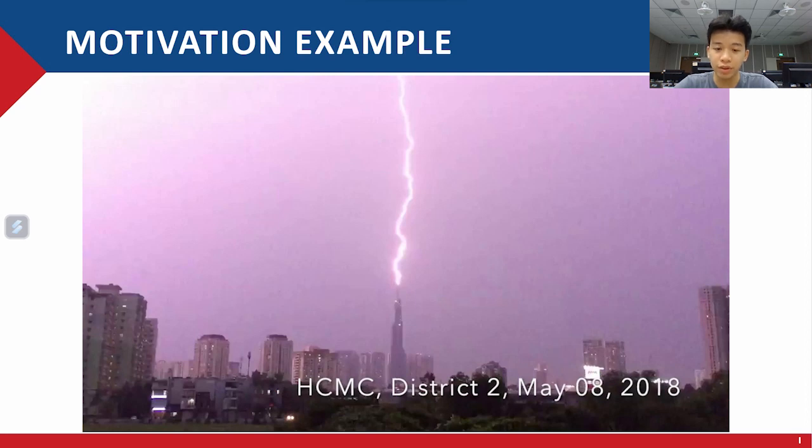So here's a picture taken in Ho Chi Minh City in 2018. A natural event is happening, and we all know that it is lightning. Tall buildings like the Landmark 81 here are designed to withstand lightning strikes many times, but we should always try to understand the phenomenon and be aware of its potential risks.